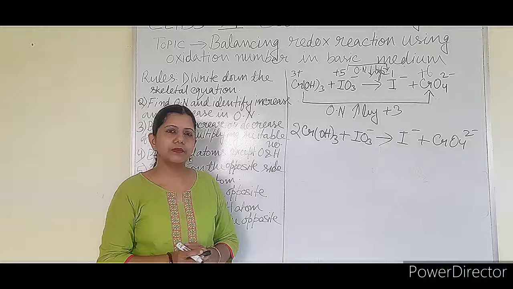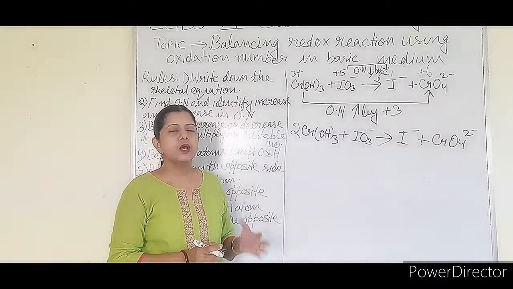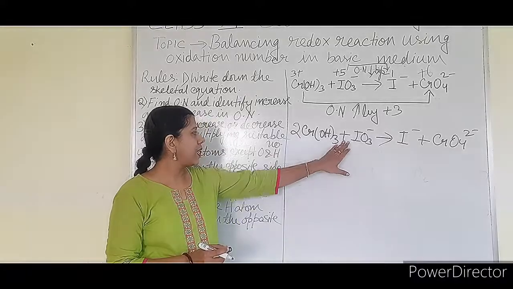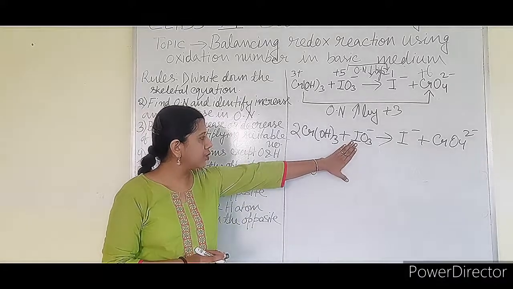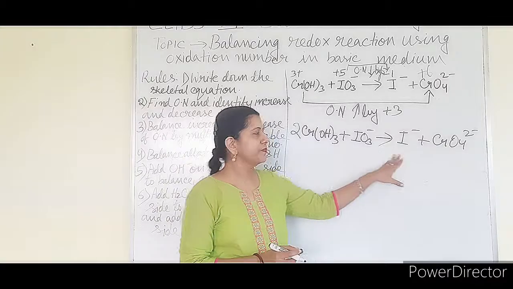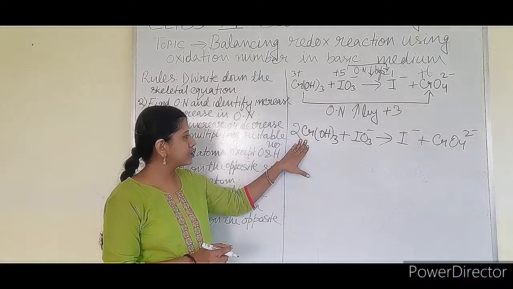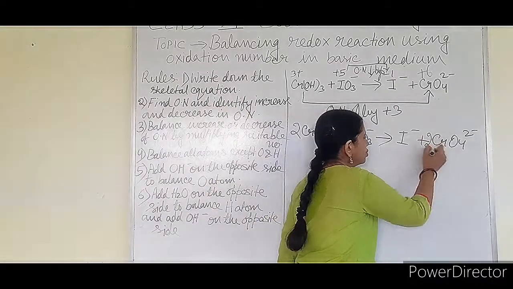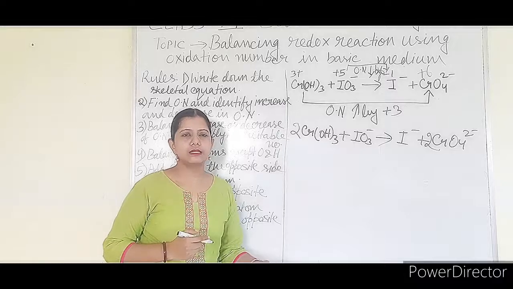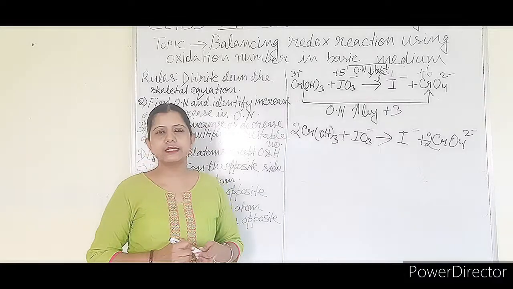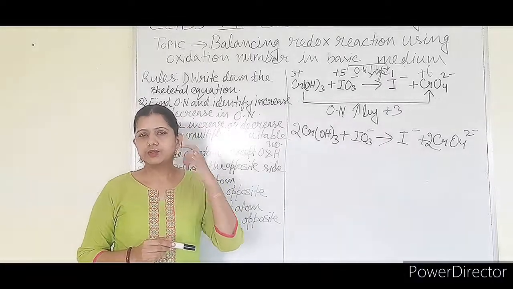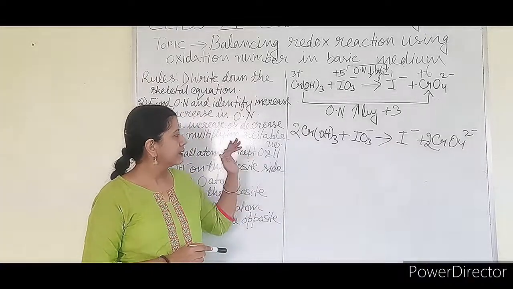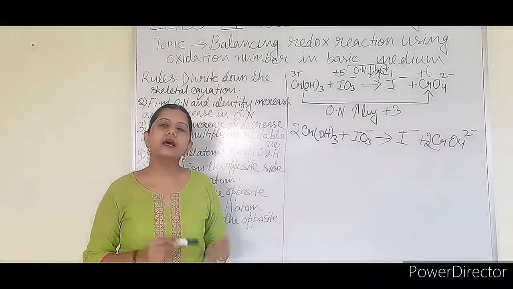What is my next step? My next step is to balance all atoms other than oxygen and hydrogen. Iodine, 1 iodine here, and this side also 1 iodine. Chromium, this side it is 2 and this side it is 1. So immediately I am writing 2 here. So other than oxygen and hydrogen, everything else is balanced. Okay, so now what to do? Now I have to balance oxygen and hydrogen.